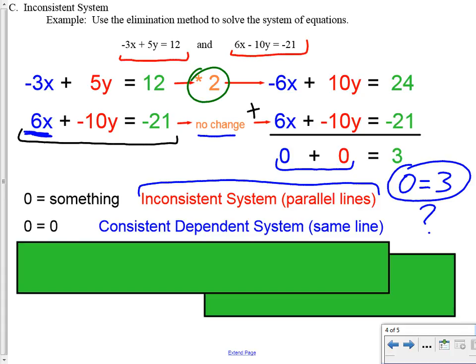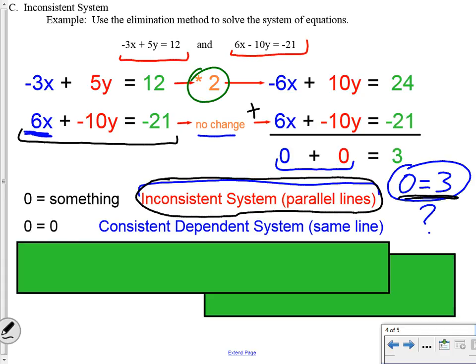In this case, we found that 0 equals something, 0 equals 3. So ours is actually an inconsistent system with parallel lines. There is no solution to this.